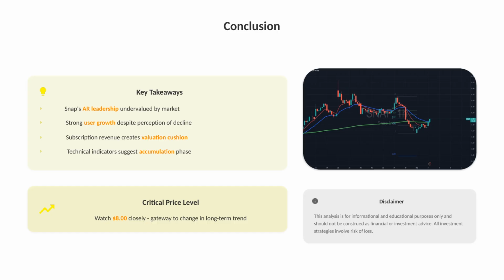The disconnect, and this is where the opportunity lies, is between that user growth and the monetization per user. The market is pricing Snap as if those users are worthless. The reality is that those users are the hardest demographic to reach, Gen Z and young millennials who do not watch cable TV and barely engage with traditional Facebook feeds. Advertisers are desperate to reach this cohort, and Snap still holds the keys to that kingdom.